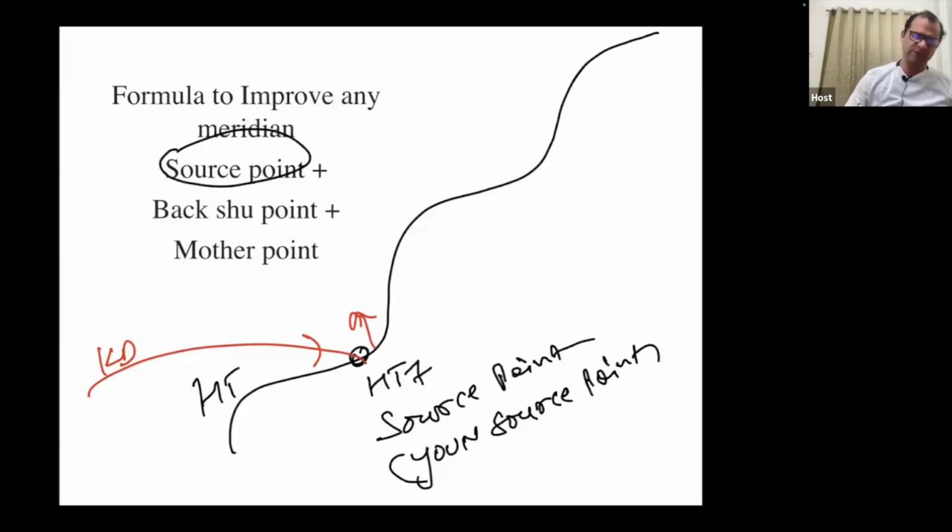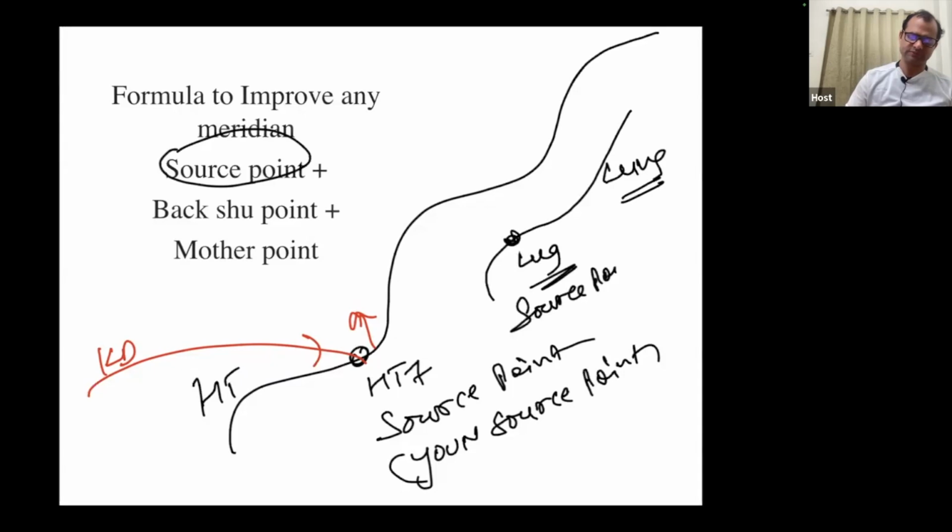In the same way, suppose I take the example of lung. This is the lung meridian, and this is the lung 9. Lung 9 is the source point. So lung 9 is connected with the kidney and receiving the energy of the kidney. Right? If we tonify the lung 9, then automatically there will be increase in the energy of lungs. So source points are one of the great points.